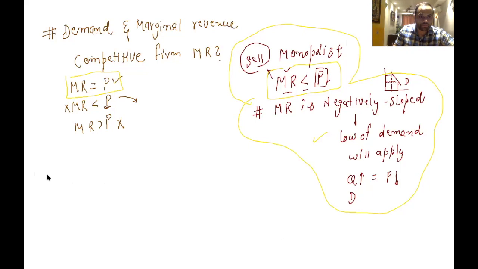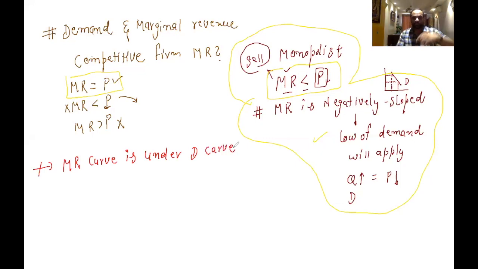First thing, remember your marginal revenue curve is under the D curve. Let's say this is your D curve, your marginal revenue curve will be here. It will always be under the D curve. Why under the D curve? If there is no demand, you can't sell it. That's the basic concept.